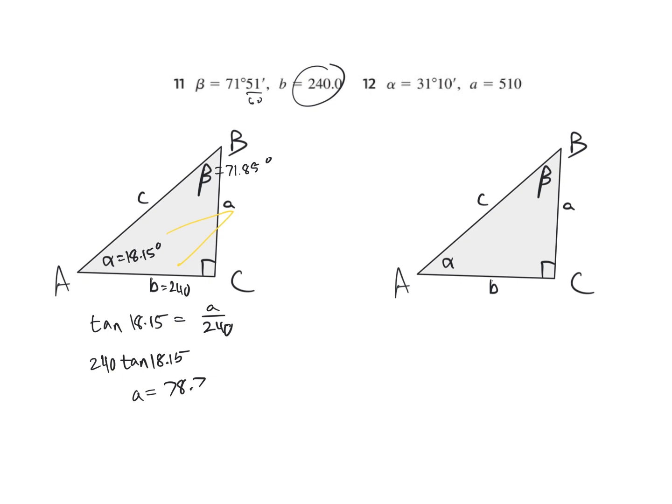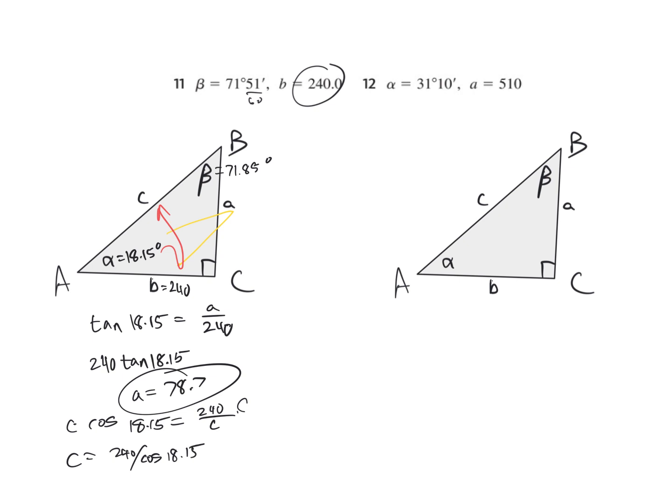And now we've got to do C. So we will use the adjacent and the hypotenuse, so that's cosine. The cosine of 18.15 is equal to the adjacent leg over the hypotenuse. Multiply both sides by C. So C is equal to 240 divided by whatever the cosine of 18.15 is. So 240 divided by the cosine of 18.15, and that's 252.6, which makes sense if you think about it.